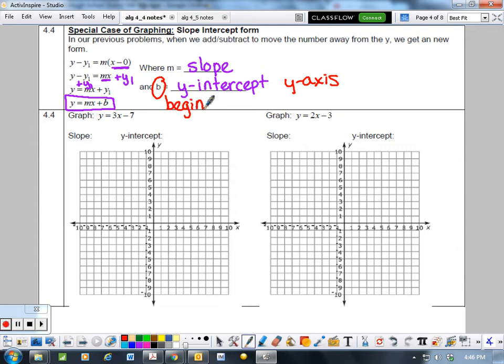So when I'm looking now, I'm all of a sudden going to begin on this y-axis. So here, I'm going to begin at -7 on the y-axis. And then I'm going to go ahead and use that slope. So my slope is 3, or 3 over 1, which means from this point, -7, I'm going to go up 3 over 1: 1, 2, 3.